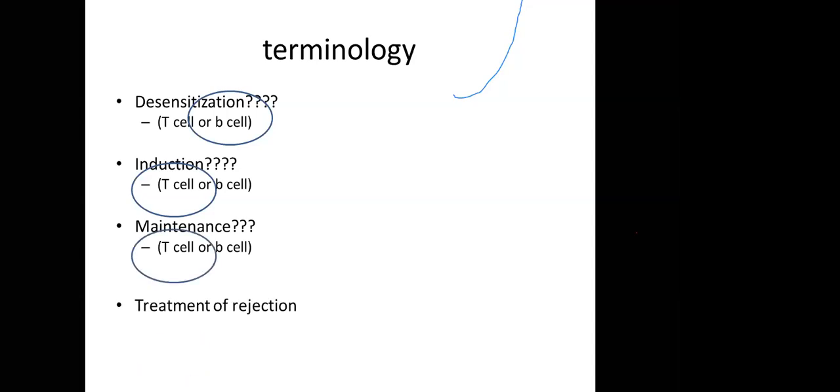Finally, if the patient has a rejection, what is the treatment of this rejection? Will it depend on T cell or B cell? It will depend on both of them because we have two kinds of rejection, T cell mediated rejection and B cell mediated rejection. If we have T cell mediated rejection, the therapy will be for the T cell only. But if we have B cell rejection, it will be for both.